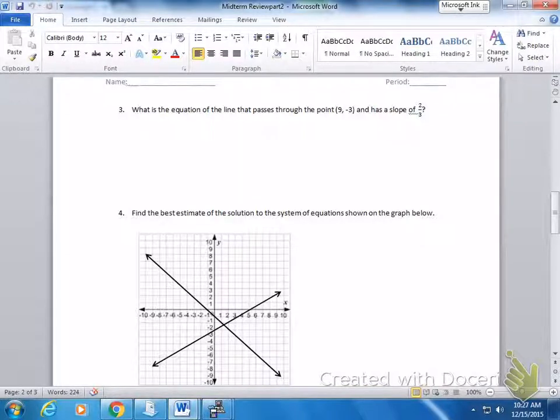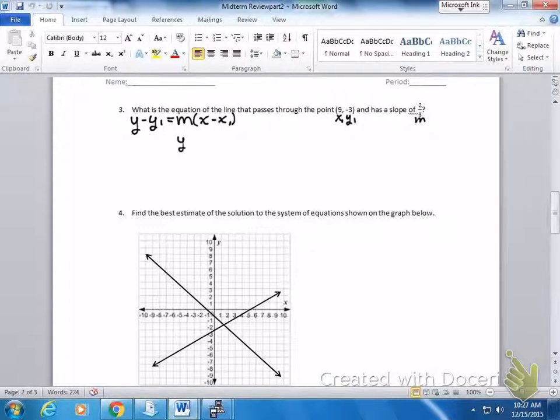It says, what's the equation of a line that passes through the point (9, negative 3)? It has a slope of 2/3. Now, when you see something like this, when you have a point and a slope, think about the point-slope formula: y minus y1 equals m times x minus x1. They gave us an x1 and a y1, and they gave us m when they gave us the slope. So let's plug those in.